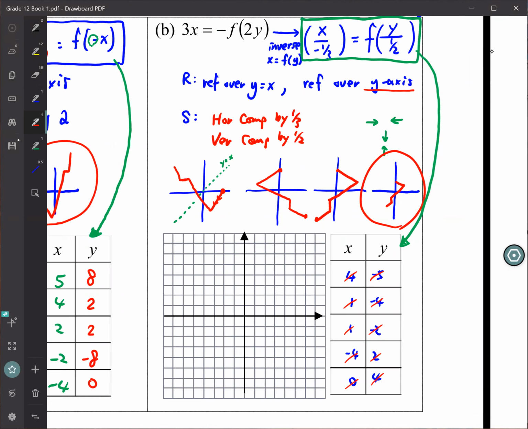Okay, once you get the new table, please raise your hand. If you're not sure what to do, please let me know, okay? I can explain to you how to get the table, okay?